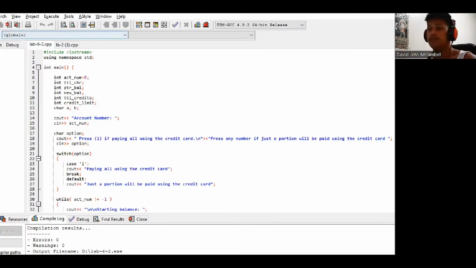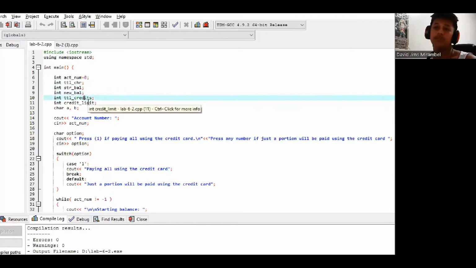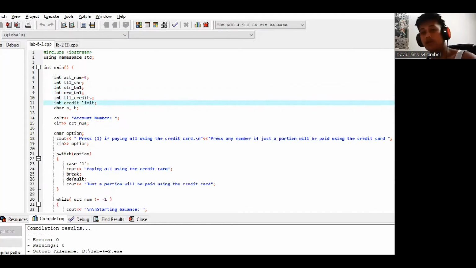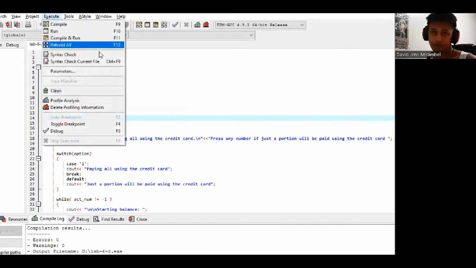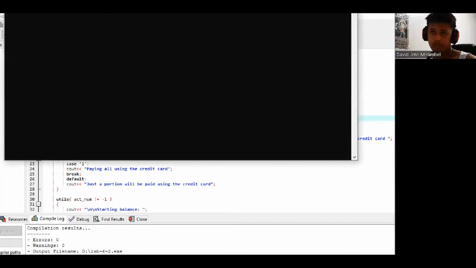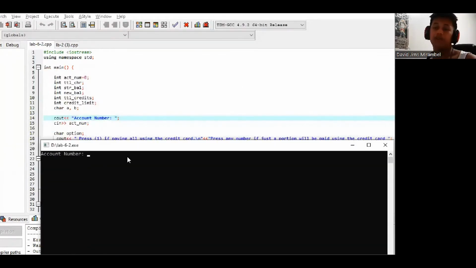So int main is our data type, whereas our variables are account number, total charges, starting balance, new balance, total credits, and credit limit. Account number here is the first text that will appear in the execution.